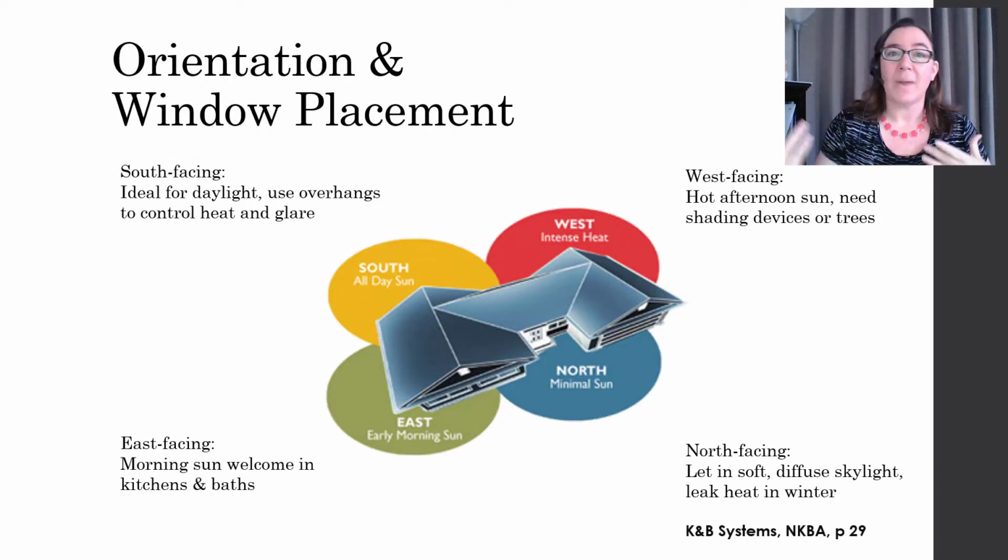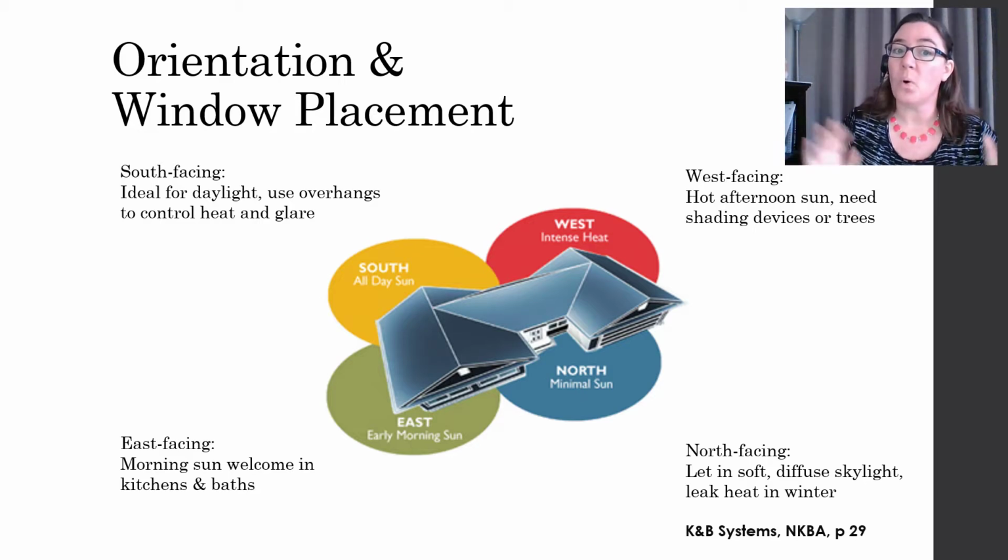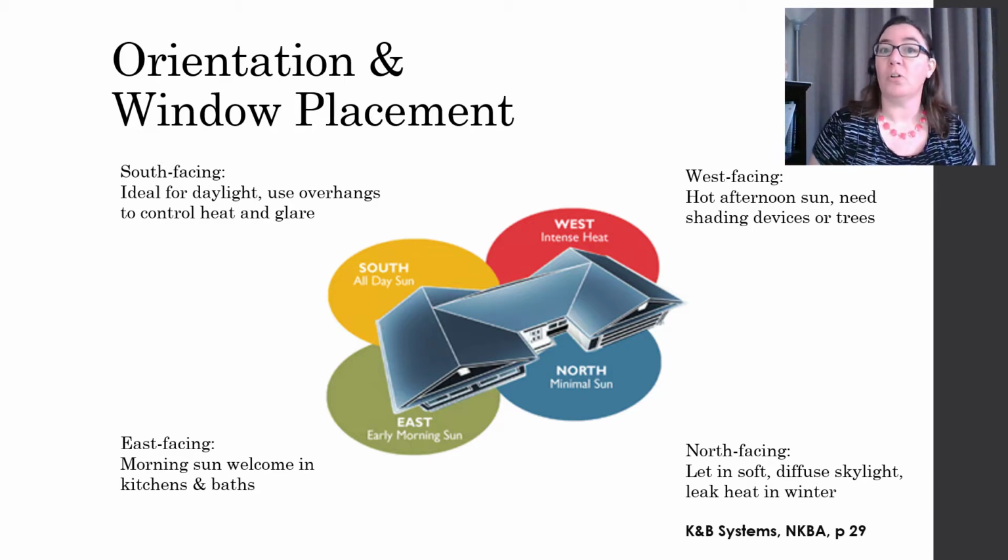So let's walk around a typical building here. We have a residence for an example, and talk about these different solar orientations. Let's start in the south. The south gets the most sun during the day. This is ideal for spaces that need a lot of daylight, but you want to use overhangs to control excess heat and especially glare.